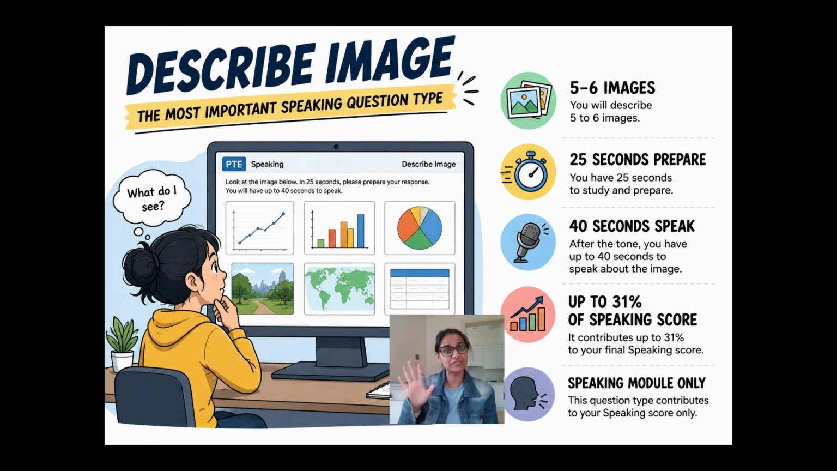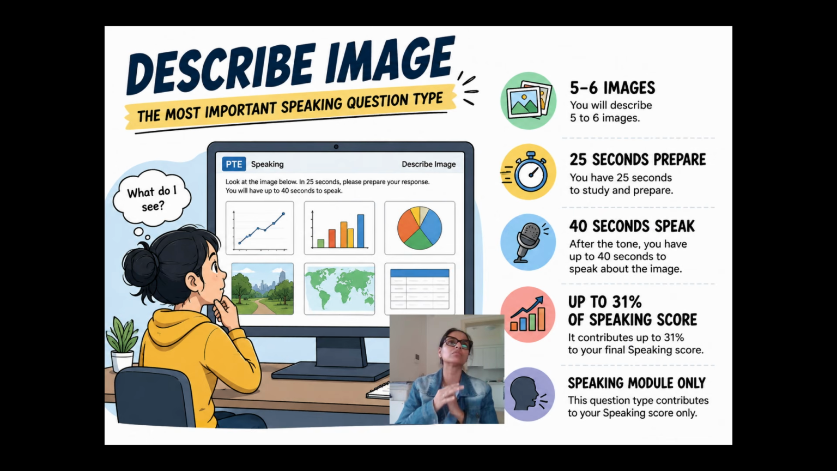You will have to describe 5 to 6 images for any single test. You're given 25 seconds to prep. You look at an image and prepare a response, and then there's a beep. After the tone, you have to speak for about 40 seconds. My sweet spot is 35 to 38 seconds, right? And it contributes only to your speaking, right?